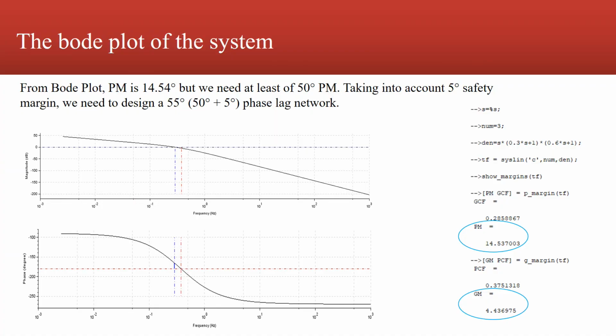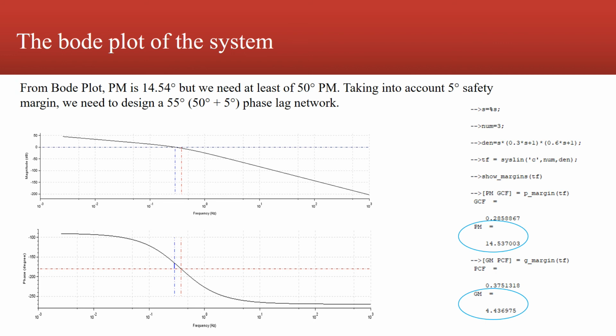To draw the Bode plot and get the phase margin and gain margin, we need to write the code in Scilab software. After writing the code, we get the Bode plot that you can see on the screen. From the Bode plot, we get the phase margin equal to 14.537003 and gain margin equal to 4.436975. The phase margin is 14.54 degrees, but we need at least 50 degrees phase margin.